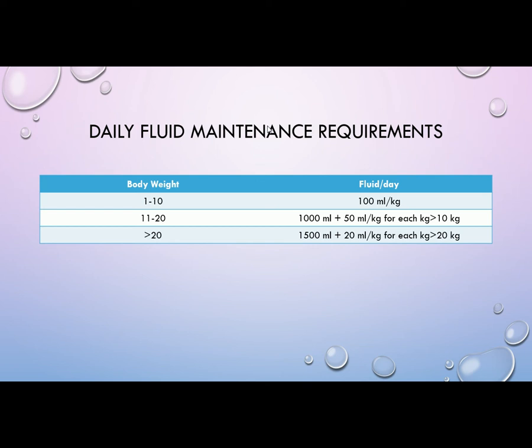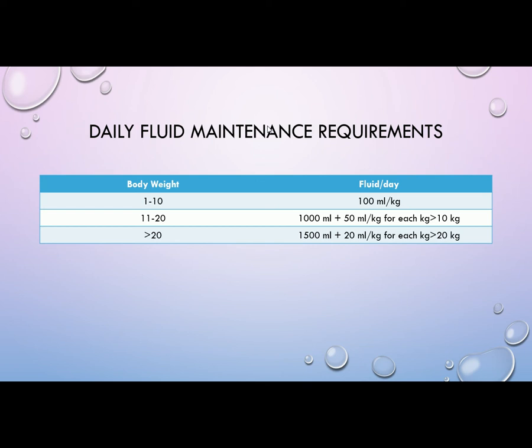So let's use the formula we have here. We got 35.2, and as you can see on this, the bottom one is greater than 20, and these are where it says body weight, these are kilograms, okay? All right, so it's greater than 20, so we've got 1,500 to start off with for the first 20 kilograms. And our patient weighs 35.2 kilograms, right? So that leaves us with an excess of 15.2 kilograms.